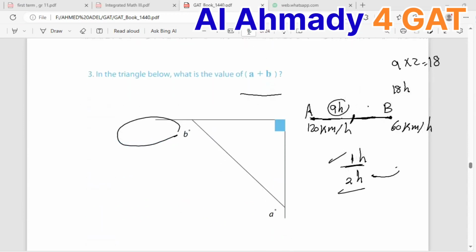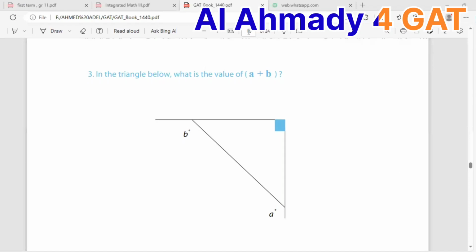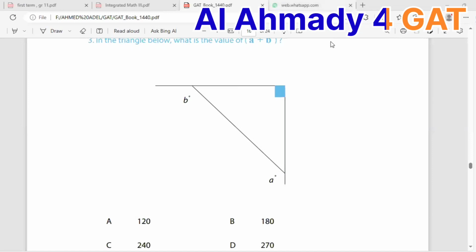In the triangle, what is the value of A plus B? It asks me to find the value of A plus B. Okay. I have many solutions to find the answer of A plus B. First of all, this is a right triangle. So the measure of this angle and this one, the other two angles, is 90 degrees. Okay, angle 1 plus angle 2 equals 90 degrees.